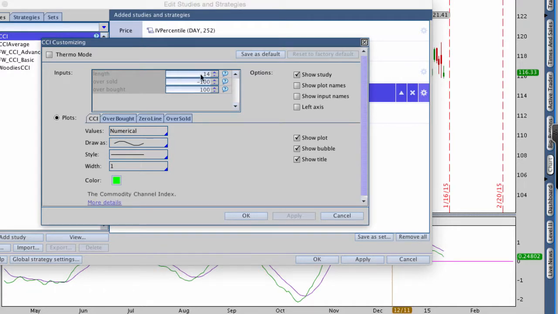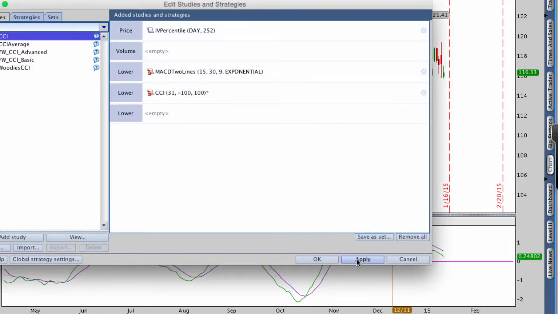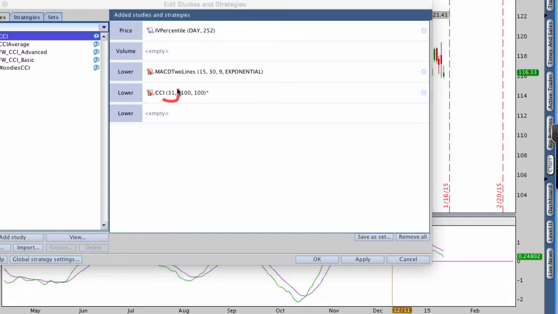The length of CCI is similar to MACD in that it judges time frames in the past. It's currently set at 14, and we're going to widen this out to 31. And what that does by widening it out to 31 is just takes in more data and gives us a smoother transition. So if you have a 14-day setting on your CCI, you're going to get a lot of signals because it's based on data going back about 14 days.